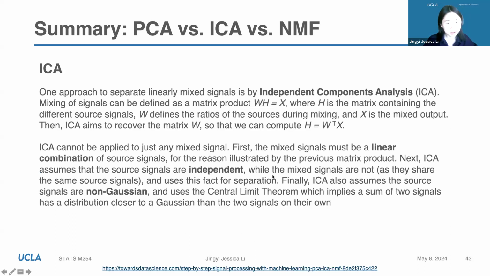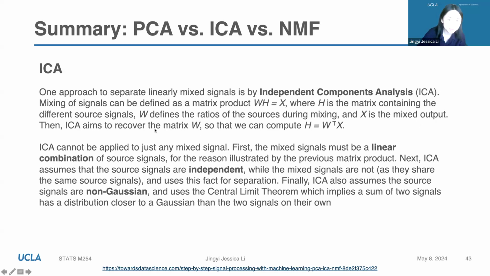One approach to separate linearly mixed signals is independent component analysis, ICA. Mixing of signals can be defined as a matrix product, where H is the matrix containing the different source signals. This is the same setting we have for NMF. W defines the ratios of the sources during mixing, and X is the mixed output. So here the sources themselves are the basis we're interested in recovering. And W, the weight matrix, has the weights of the sources, how they are mixed into the output X.